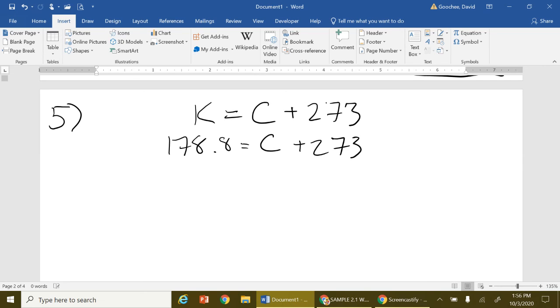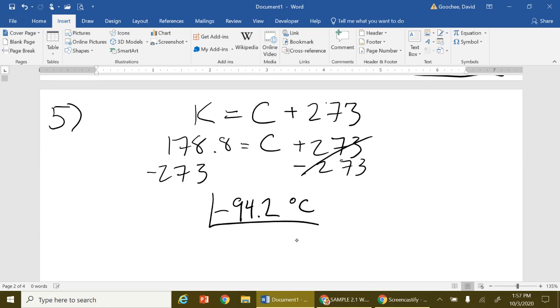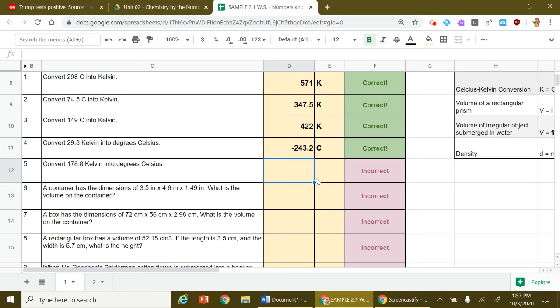So once again, if we're solving for Celsius and we want to get Celsius by itself, we have to subtract 273 from both sides. It cancels out over here. 178.8 minus 273, negative 94.2 degrees Celsius. Okay, that is the Celsius temperature, negative 94.2. Let me plug that in, make sure.